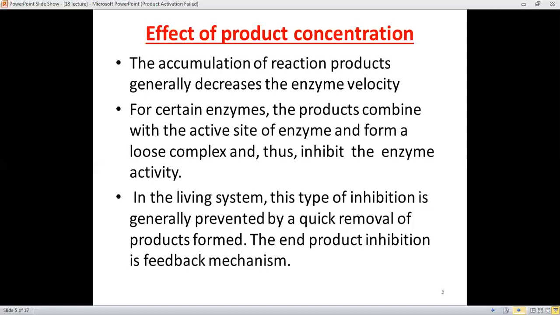accumulated in the storage region, and therefore the factory will no longer have its unit available for the formation of new product, and therefore the formed product will inhibit the ongoing reactions, and therefore end product inhibition which prevails over here is the feedback mechanism. The product formed will provide the feedback, and if it forms a loose binding to the active site of enzyme, then the active site will no longer be available for the substrate.